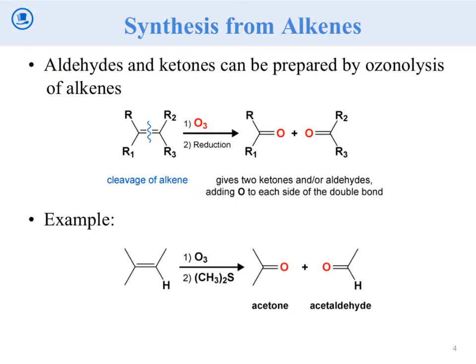So now let's learn some reactions. So how do we make ketones and aldehydes? That's what we're going to go through first. One of the most simple ways is something called ozonolysis. Ozonolysis, which is exactly like it sounds.